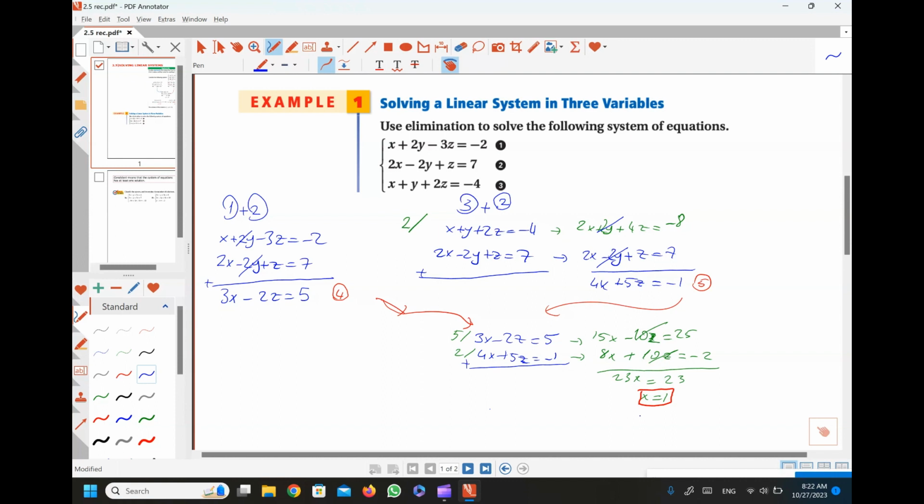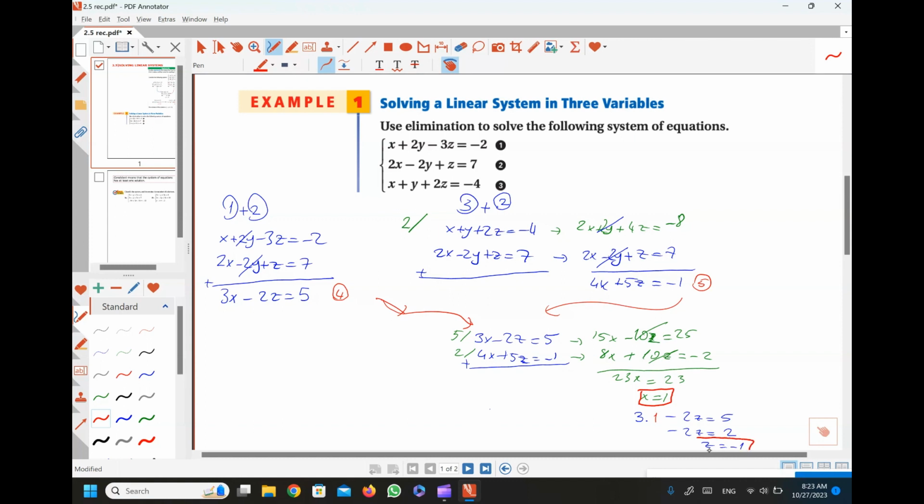3 multiplied by x, which is 1, minus 2z equals 5. 3 by 1, 3. Bring it to the other side. Negative 2z equals 5 minus 3, 2. Divide both sides by negative 2. z becomes negative 1. You got the second variable as well.